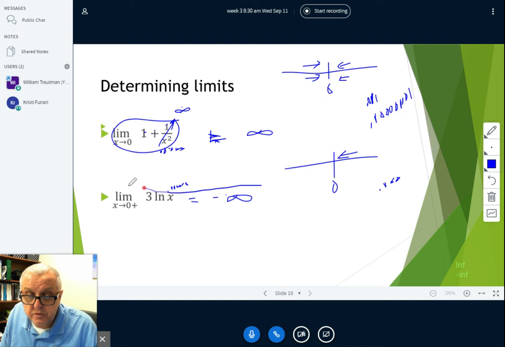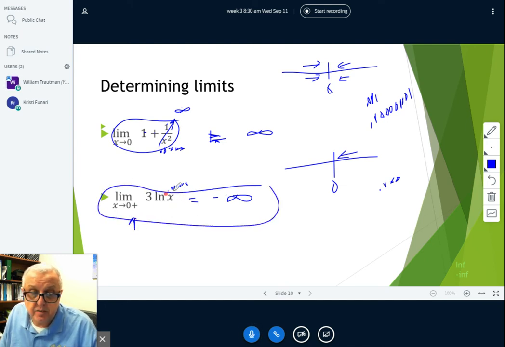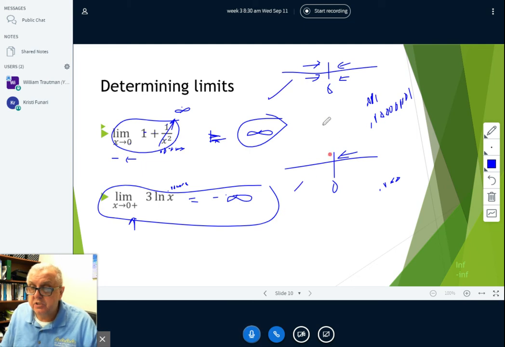You don't go from both sides because they only want the limit as it approaches from the right. Here, since it doesn't tell you plus or minus, that means you have to approach it from both sides, and from both sides, it does approach infinity. So these are these two limits.